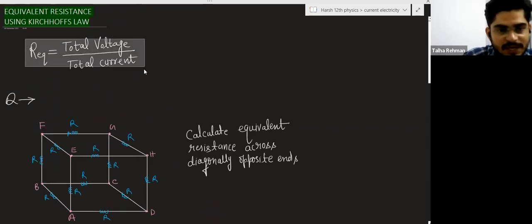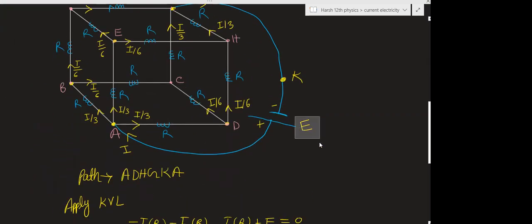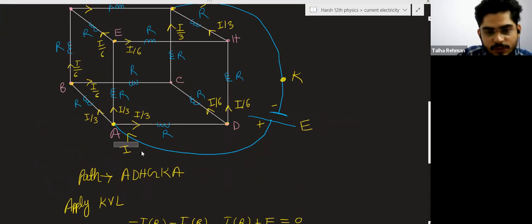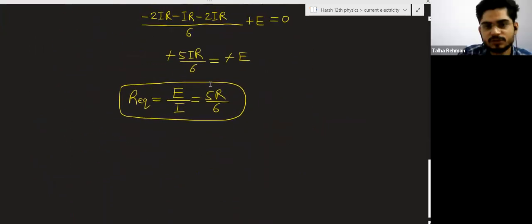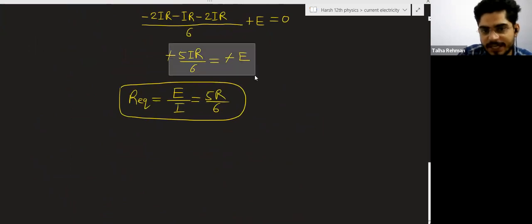We are applying this: R equivalent equals total voltage divided by total current. What was the total voltage? Total voltage is E. And what was the total current? Total current is I. So we have calculated E by I.